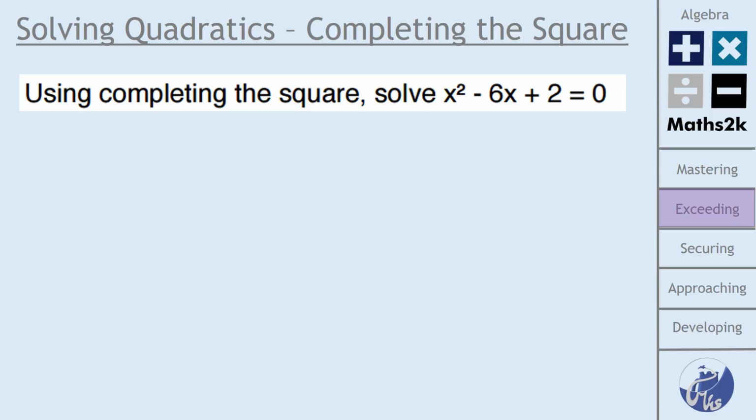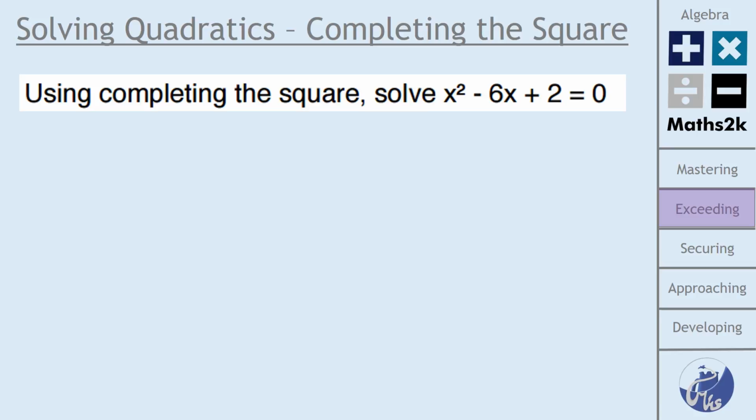Another type you could get is to actually say solve a quadratic using the completing the square method. Now the reason you might need to complete the square is that if you try to factorize this quadratic, you'll realize it won't work. You can't find two numbers that multiply to make positive 2 that are going to add together to make a negative 6. It doesn't work. Whereas completing the square can give you a solution and would be very useful in a non-calculator type paper.